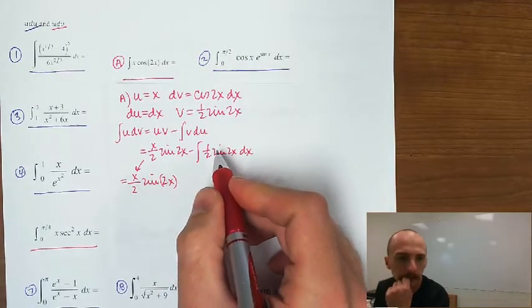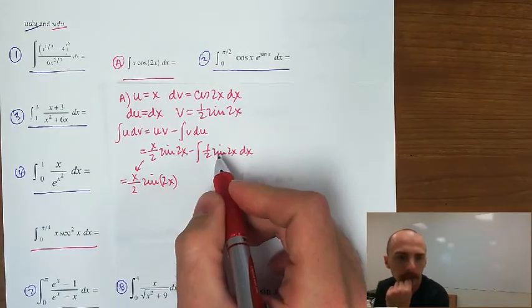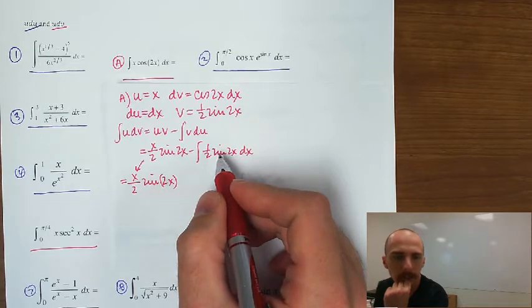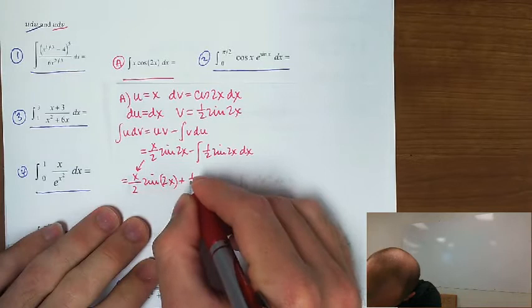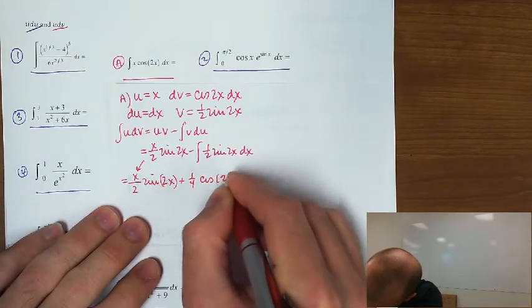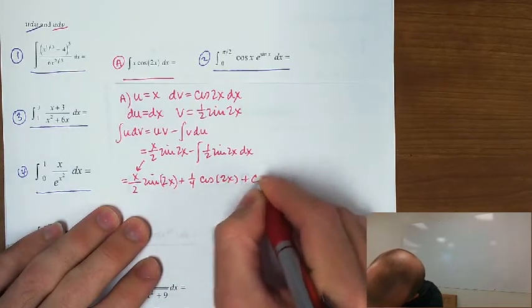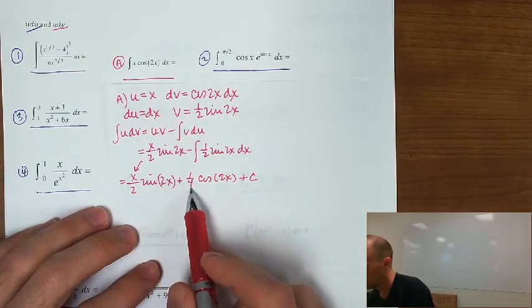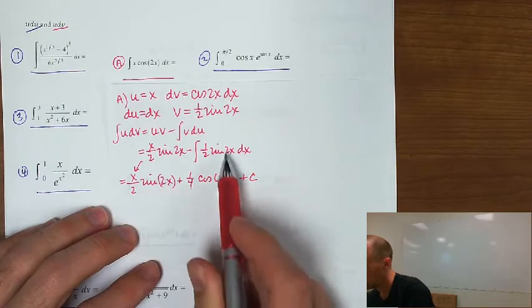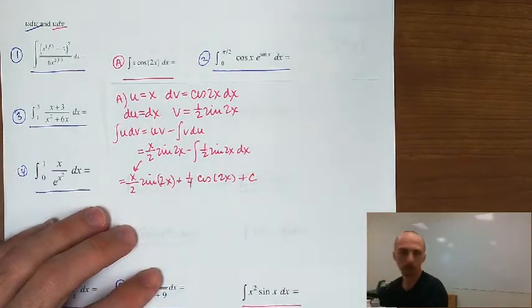the antiderivative for sine is going to be negative cosine, so I think it's going to be plus 1/4 of the cosine of 2x plus c. Let me just double check that. So when I take the derivative, I'll have negative 1/4 sine of 2x multiplied by 2 for the chain rule. Yeah, okay, cool.